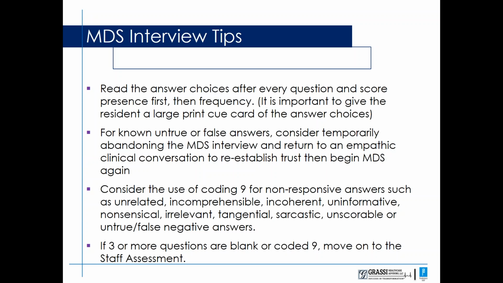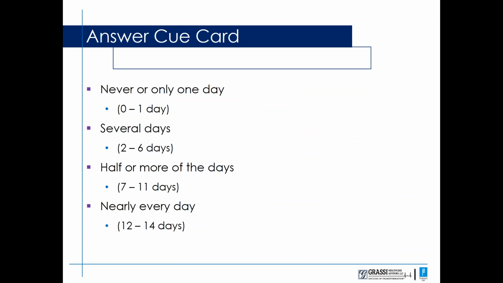And people are not using, this is another common error, they're not using coding 9 often enough. If you can't score that answer, if you're guessing what the answer should be, it's not scorable. Sarcasm, which happens a lot in New York: how's your appetite? Great, I ate all the lobster and filet mignon you served me last night. That's not a scorable answer, okay? So that's a 9. You get 3 9s and you go to the staff assessment. Next.